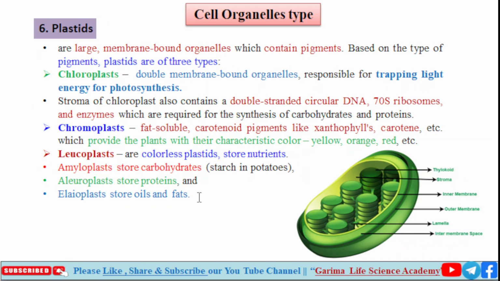The remaining cell organelles we are going to learn in the next class, so don't miss it. I am going to stop this lecture here. We'll continue in the next class.